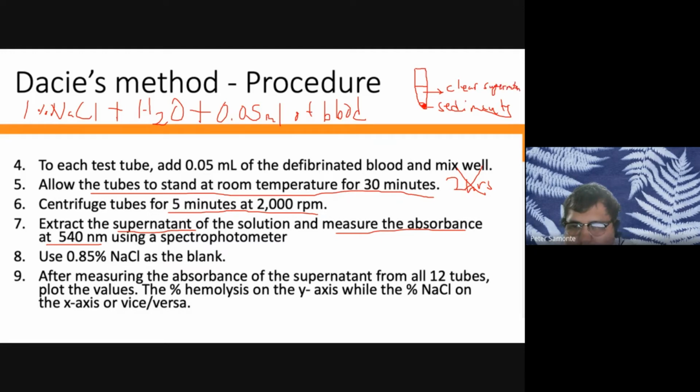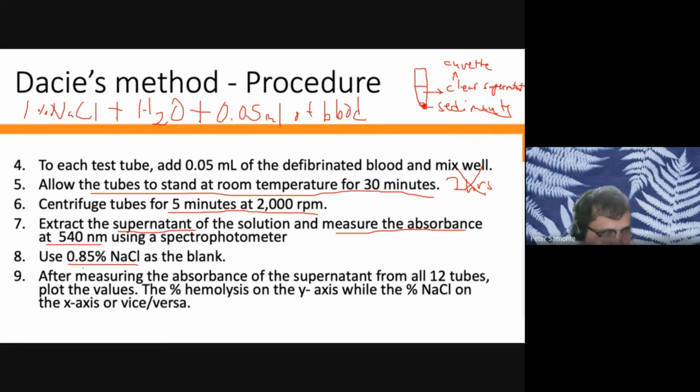So this would be your clear supernatant. You're going to take this supernatant, class, pipette it, and put it into a cuvette. After putting it in a cuvette, measure it in the spectrophotometer at 540 nanometers. Then you're going to use 0.85% sodium chloride as the blank.